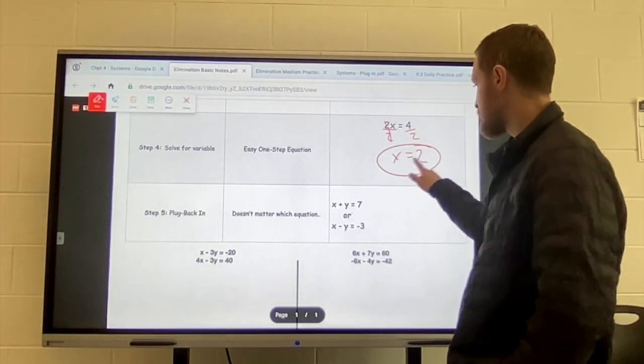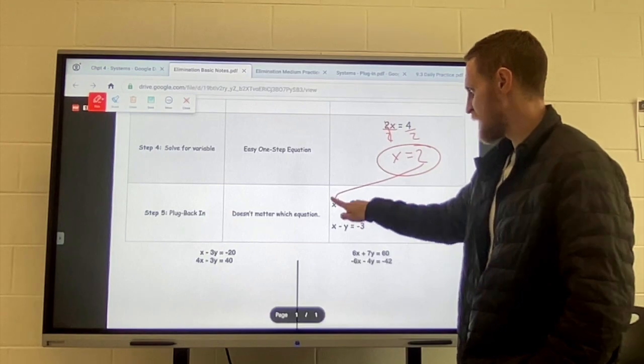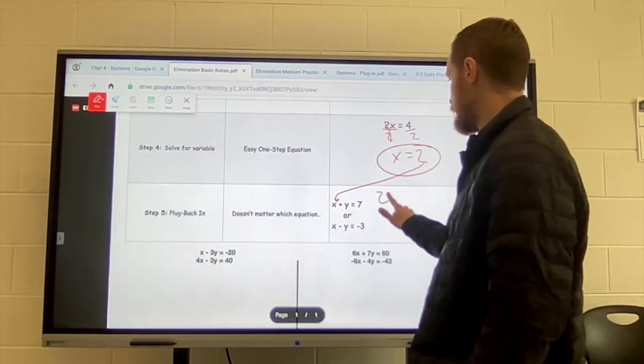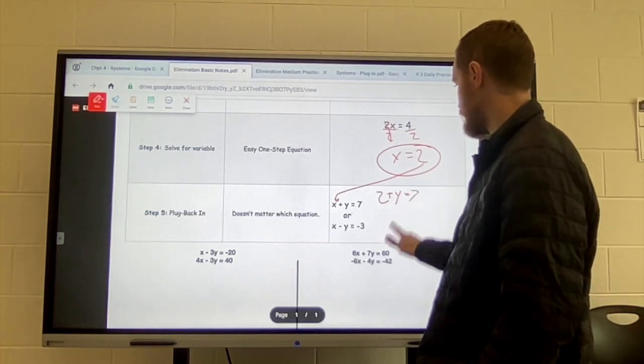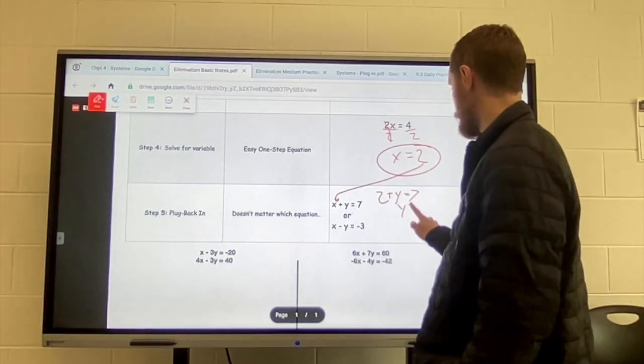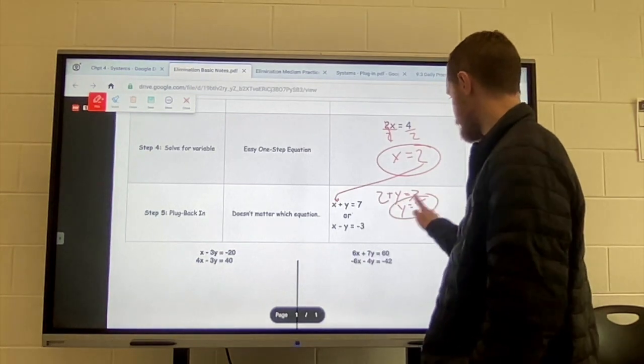So if I take this 2 and I plug it into that x for that first equation, that would be 2 plus y equals 7. Subtract the 2 from both sides, and that lets me know that y equals 5.